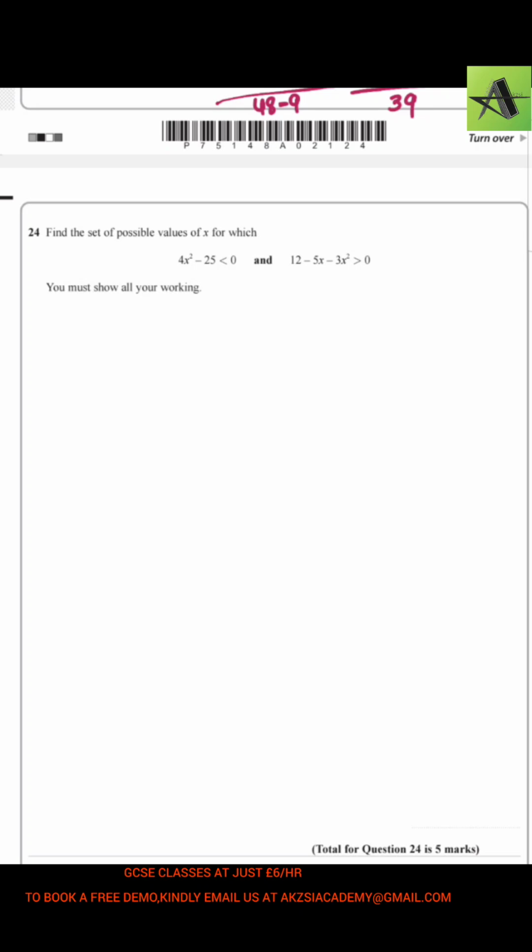So first is 4x squared minus 25. If I'll factorize it, this will be, we just saw, right? A plus b times a minus b is a squared minus b squared. We can apply it in the opposite way as well.